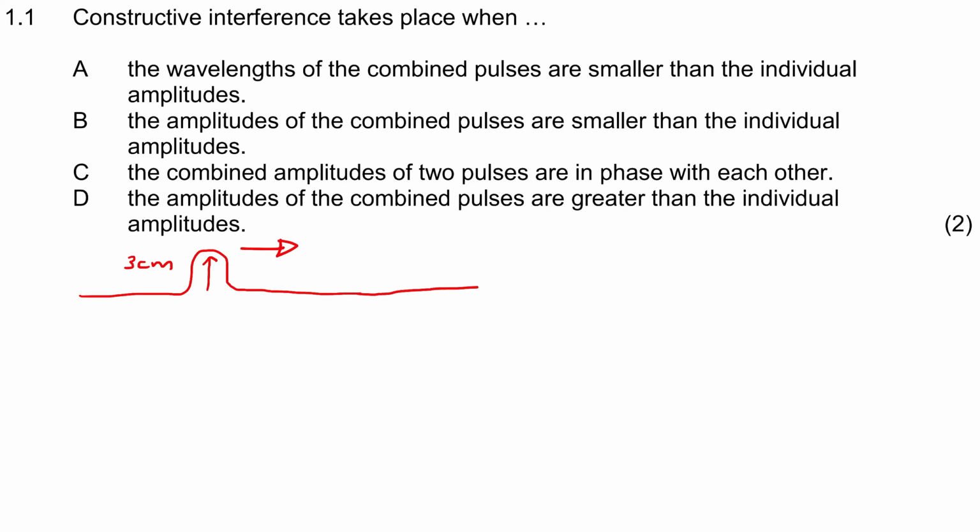Now, let's say we have another one over here, which is, let's say, 7 centimeters, okay? So this is 7 centimeters, and this one is going to the left. So when these two pulses arrive at each other, that is what we call interference. And we either get constructive interference or destructive interference. And this is all going to be based on the superposition principle. So let's just quickly make a note on that.